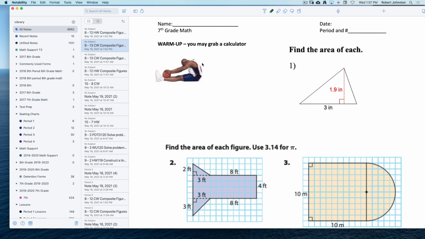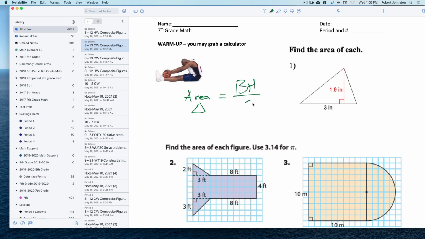Anakin, how'd you do problem 1? I did... would it be 3 times 1.9? I didn't really. That's kind of confusing. How do you find the area of a triangle? There's a formula that we always use. Is it base times height divided by 2? It is.